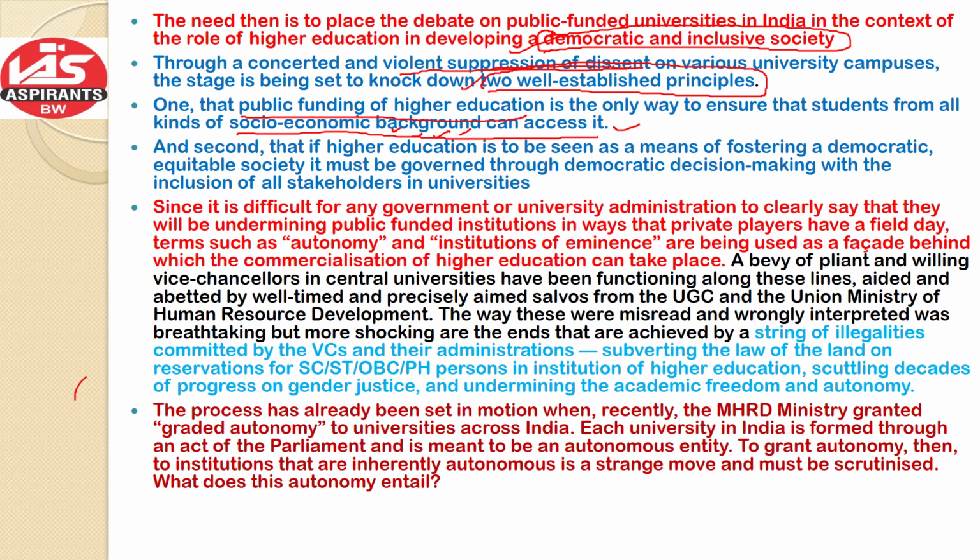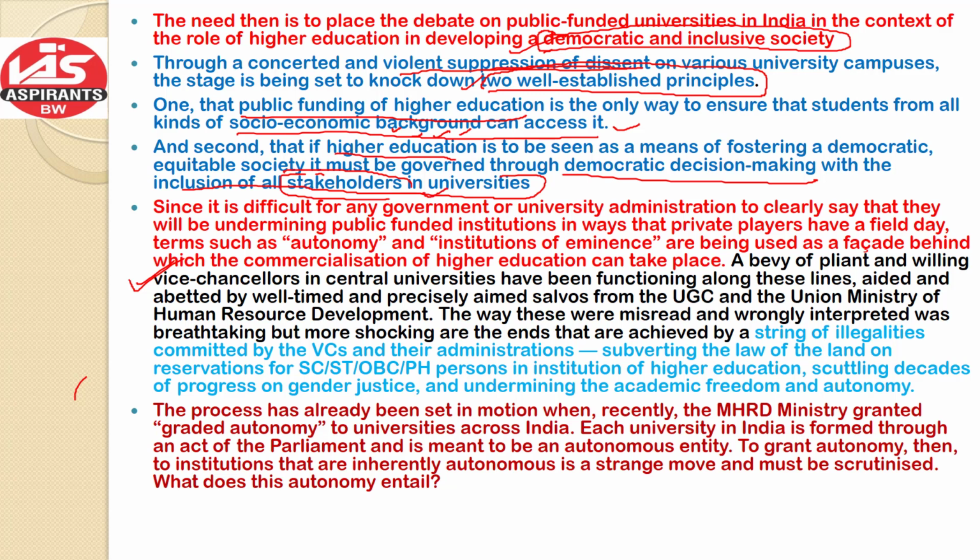And second is that higher education, if we see it as a democratic, inclusive society, must be governed through democratic decision making, that is, with the inclusion of all the stakeholders in the universities. But what is happening is that some people are getting power, like the vice chancellors in the central universities. So they are doing things according to what they feel is right. There is no inclusion of the stakeholders in the universities. There is no democratic decision making in the universities.